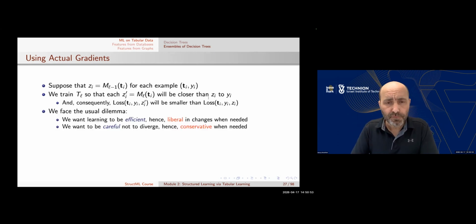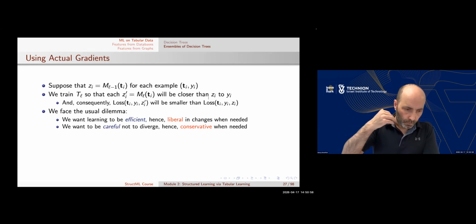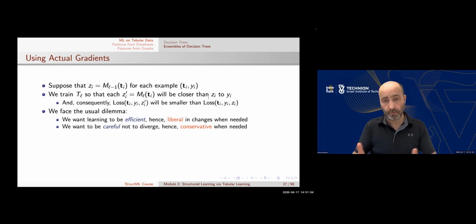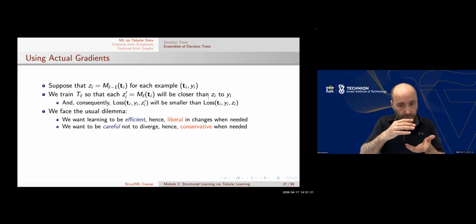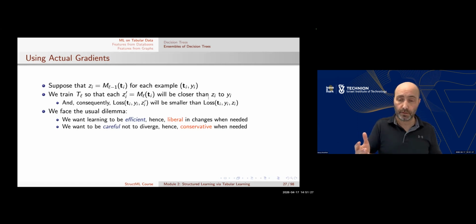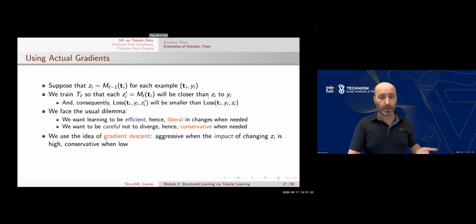Now we face the usual dilemma of training. When the model changes and improves significantly, we want to push it forward. We want to be efficient. We want to make significant changes to reach a good, high-quality point. But once we reach good places and functions of high quality, we want them to improve without too much divergence. We want to be more careful, more conservative. This is the usual dilemma of learning.